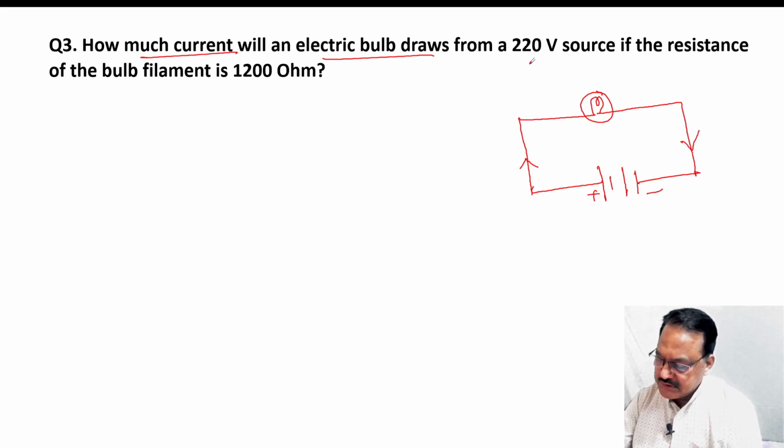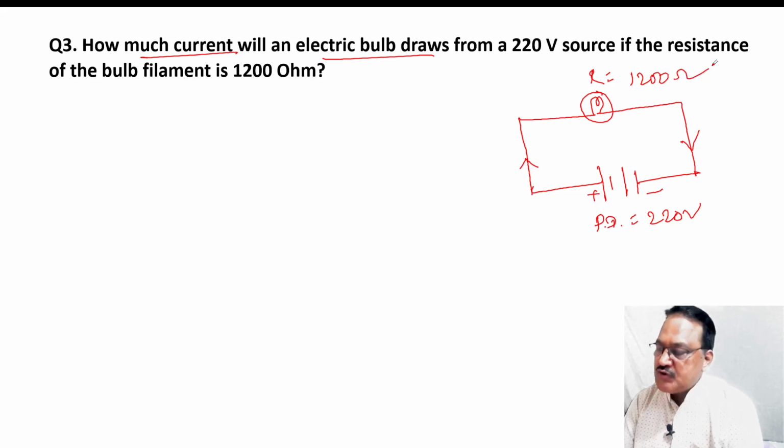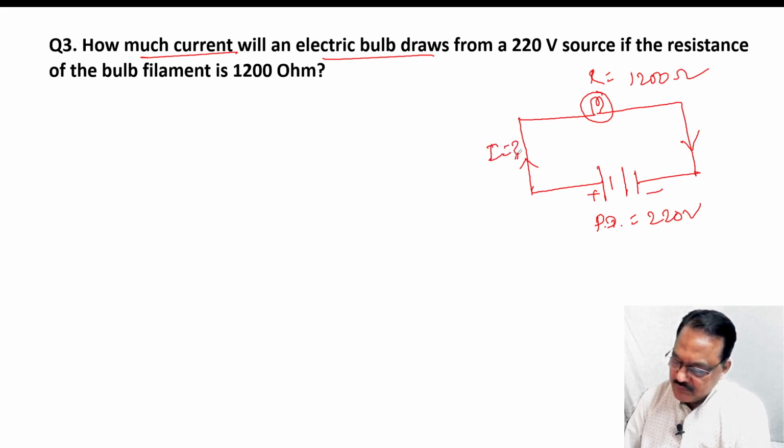What is the potential difference? Here PD is given as 220 volt, right? The next, resistance of the bulb filament is also given. Here R is also given, 1200 ohm. Okay, current is to be calculated. I equal to what? Fine.